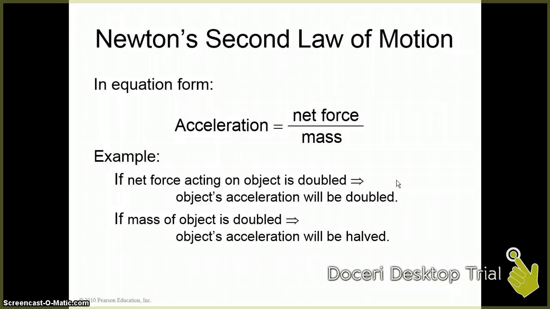Now take a look at the example. If the net force acting on the object is doubled, the object's acceleration will be doubled. You can see that from the equation. If the net force is doubled, then the object's acceleration is going to be doubled. If the mass of the object is doubled, however, you're going to have 1/2 of the acceleration.